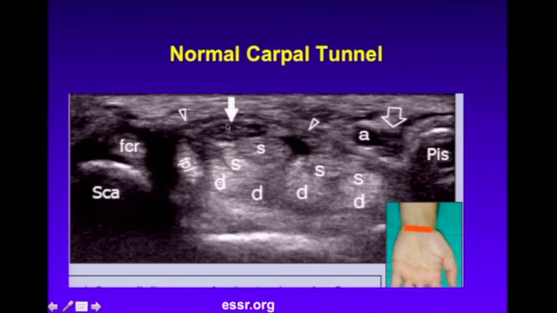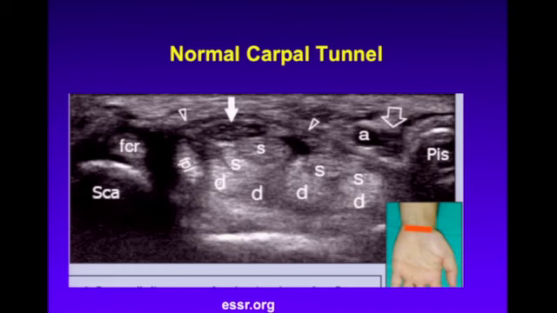So the large arrow here is pointing to the median nerve, and then we can see the transverse carpal ligament, also known as the flexor retinaculum, superficial to the nerve. Deep to the nerve, we have the superficial and deep flexors of the wrist. On this side, on the radial side, we have the flexor carpi radialis tendon and the scaphoid bone. On the ulnar side, we have the pisiform bone. And then we have the ulnar artery shown here, and then the ulnar nerve as shown here. So the ulnar nerve is not within the carpal tunnel. However, it can be seen on the same view that we used to image the carpal tunnel.